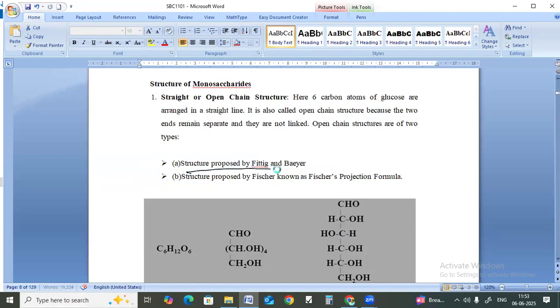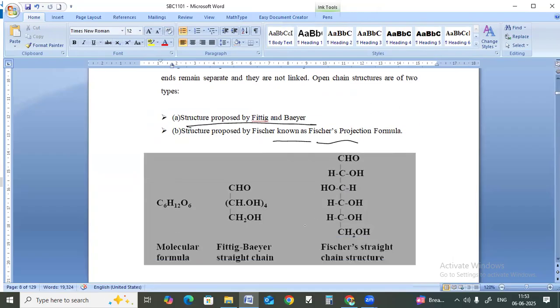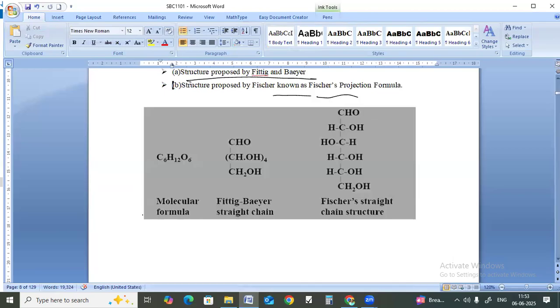This structure was proposed by Fittig and Baeyer, and it is also represented by Fischer's projection formula, which is the main one we use in representing the structure. Glucose has the molecular formula C6H12O6. In the straight chain conformation, the structure is written as here. In your examination, structures will not be asked; sometimes 1 or 2 questions may be asked from the structure, but these are mainly based on theoretical points.